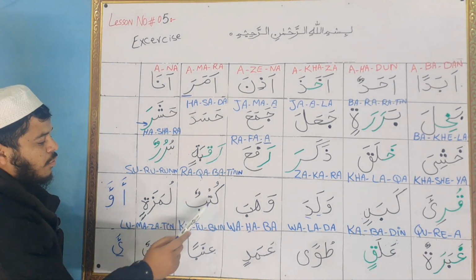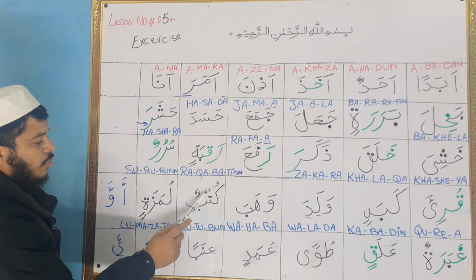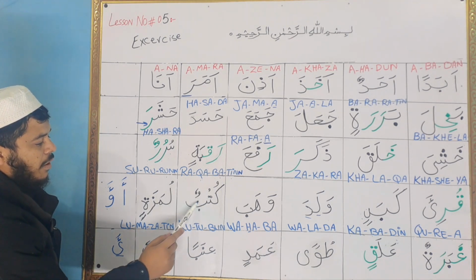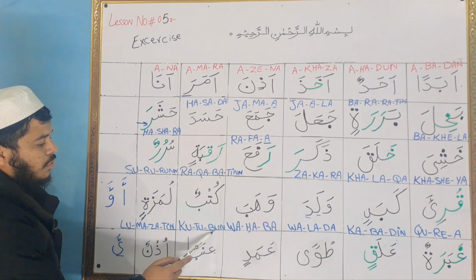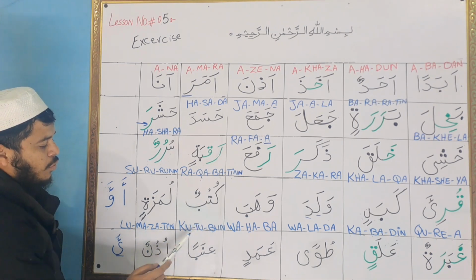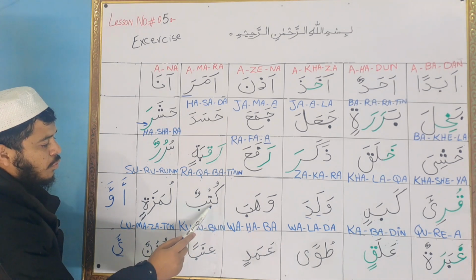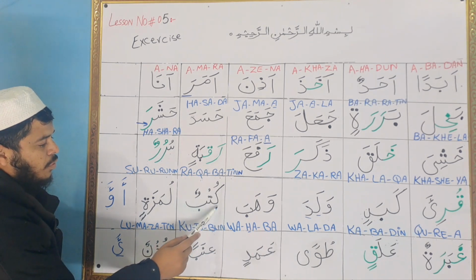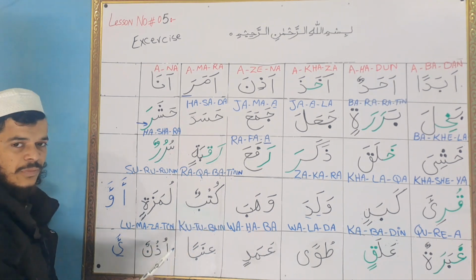Kaf, dhamma, ku. Ta, dhamma, tu. Ba, two dhammas. Bun. Ku, tu, bun. Kutubun. Like that.